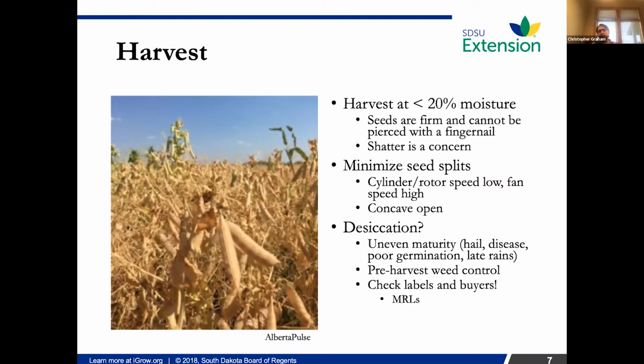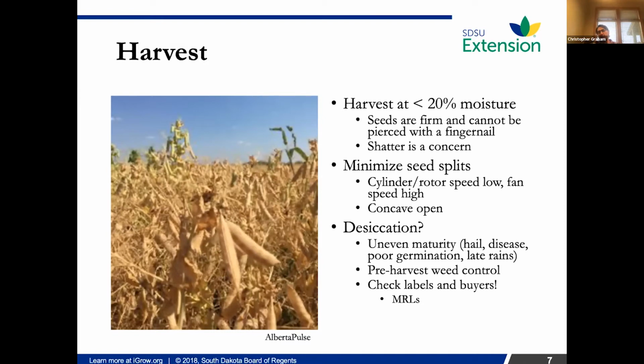And so typically, we like to harvest at less than 20% moisture. There are a lot of telltale signs for when you should harvest, but seeds are firm and you can't pierce them with your fingernail. This isn't like snap peas, where you can just pull them off and eat them. So shatter is a real major concern. And so again, it's one of those things where you've got to kind of split the difference.